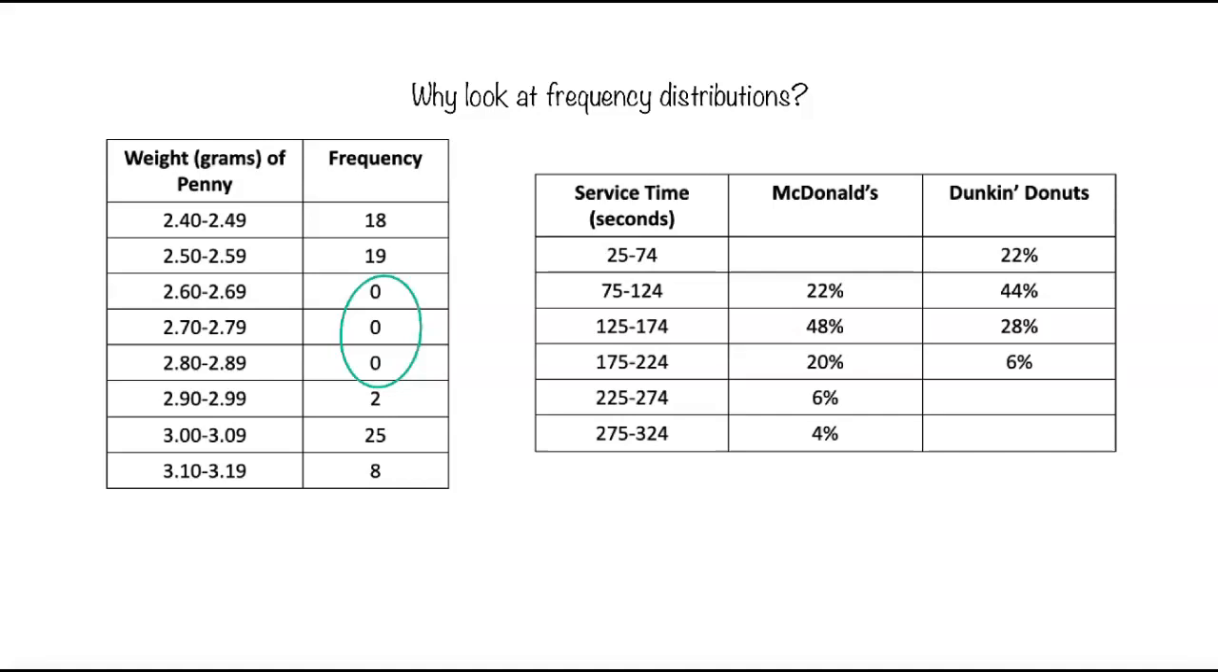Before 1982, pennies were made mostly out of copper. But after 1982, that changed quite dramatically. That makes sense out of this gap in the data. There are two different populations of pennies going on.